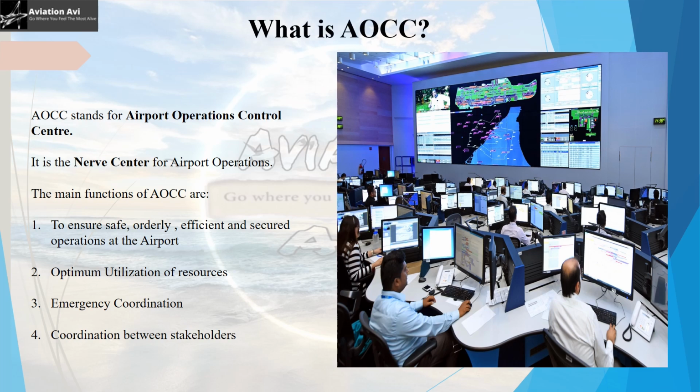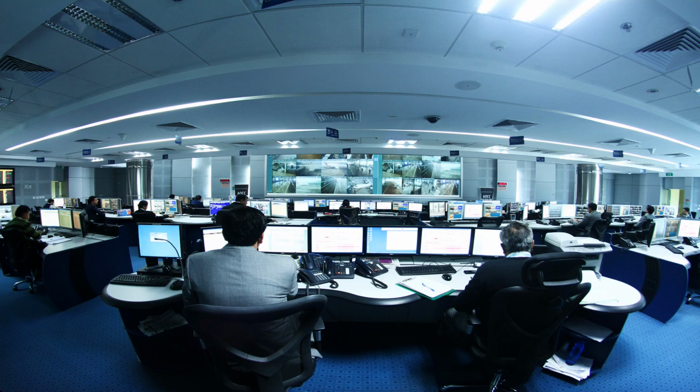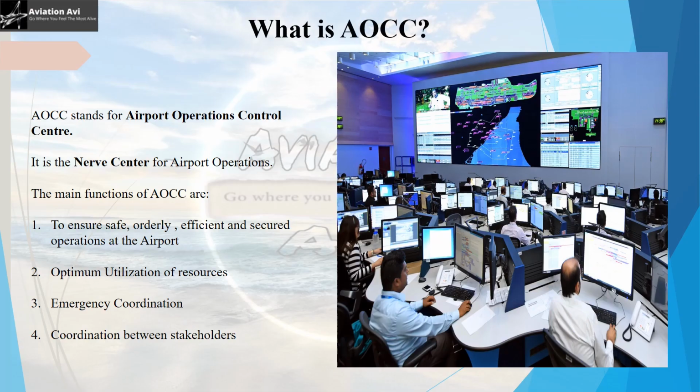The next responsibility of the AOCC department is emergency coordination. It is this department that ensures that all the stakeholders that are responsible to respond to an emergency are well informed. The next responsibility of AOCC is coordination between stakeholders, that are all the agencies at an airport: the internal stakeholders, like other departments such as airside operations and terminal operations, and the external stakeholders like the airlines or GHs. All the agencies at an airport are well coordinated.